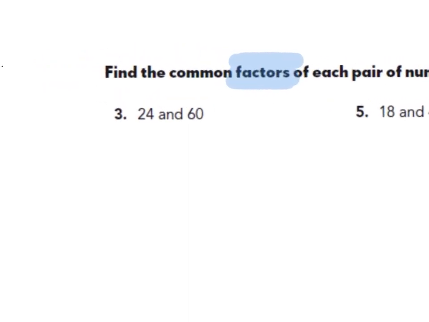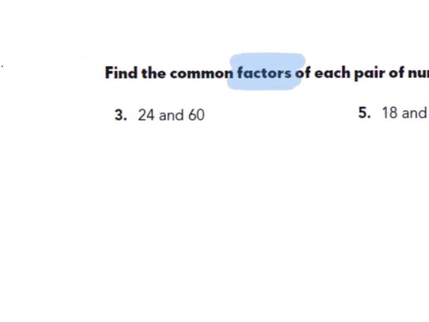So let's focus on this first one, 24 and 60. If I try to list out all the factors of 24, I'll start with 24. And I know that 1 is a factor of 24 because 1 can divide into 24, and 1 and 24, when multiplied, make 24. So they're both factors. I notice that 24 is even, so I know that 2 will also work. 2 divides into it, and 2 times 12 creates another pair of factors.